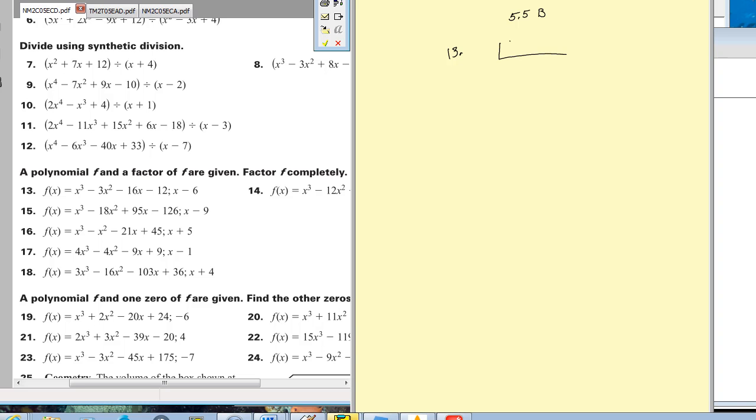The cube term is 1 coefficient, and then the square term is -3, -16, and then -12. I'm going to flip the sign on my factor, so I'm going to divide by +6. Okay, bring it down, multiply, add, multiply, add, and multiply, 0. No remainder on this.